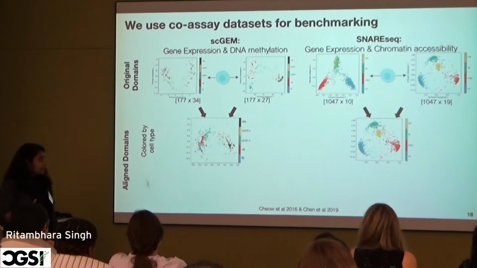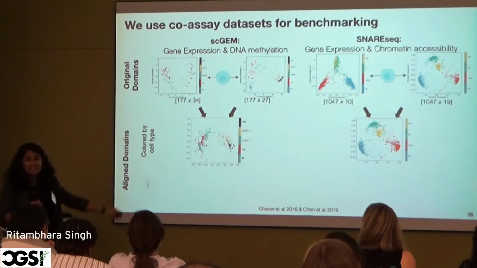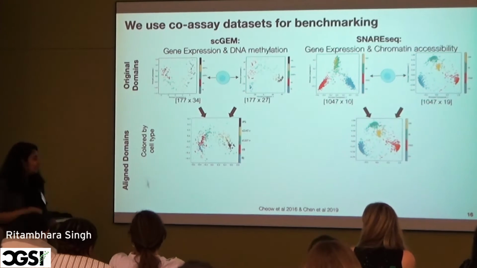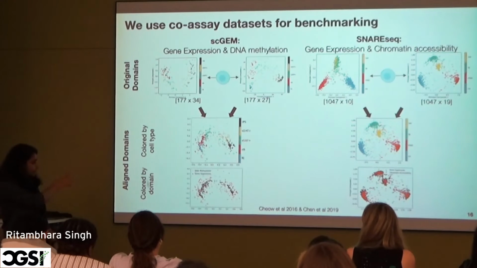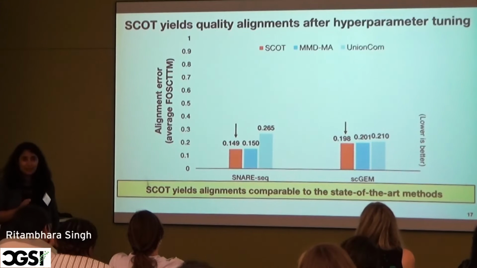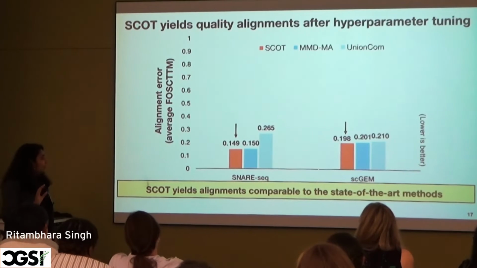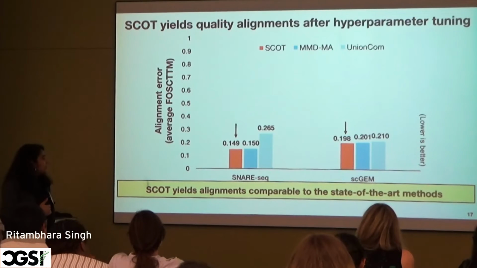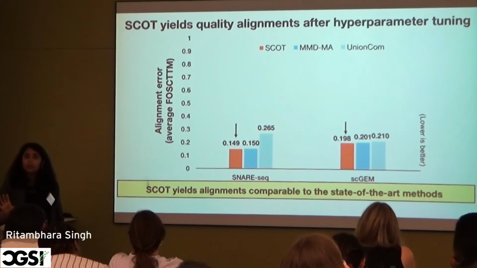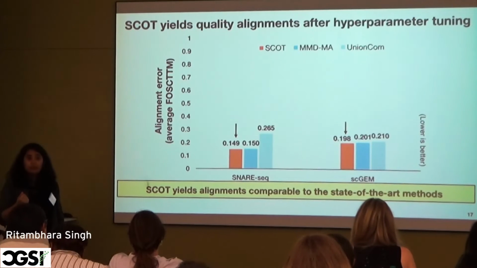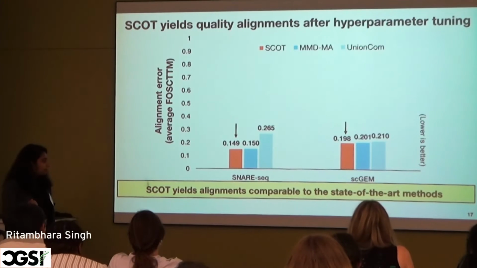So, we applied the Scot on these data sets, and since all the colors look consistent, it's good news. It means that the method is able to align the two data sets such that the cell types are preserved. If we color it by domain, we see pretty decent alignment across the two data sets. We also quantified the performance using something called a Fox-TTM metric, which we developed during the MMDMA work. Just intuitively, it captures alignment error, so lower score is better. And what we found was when all the hyperparameter tuning was done and we picked the best hyperparameters, Scot was able to give comparable performance to the state of the art at that time.